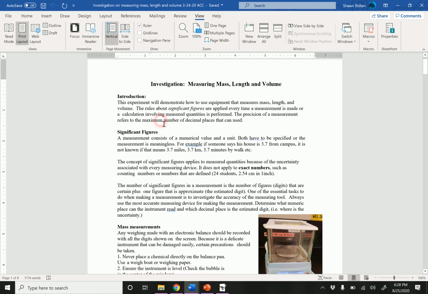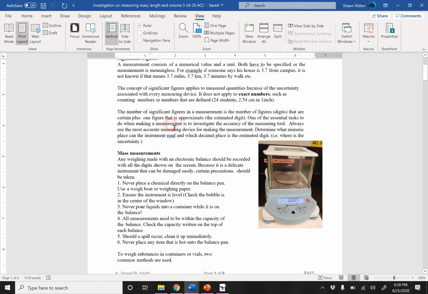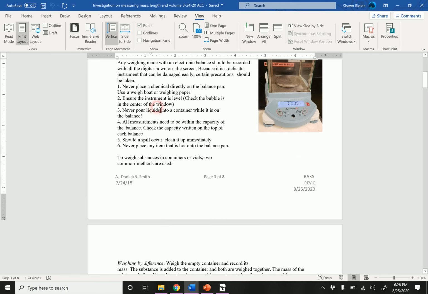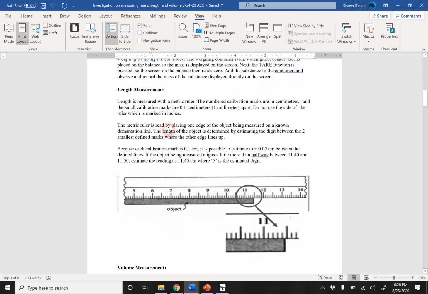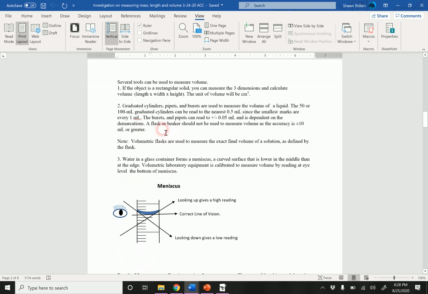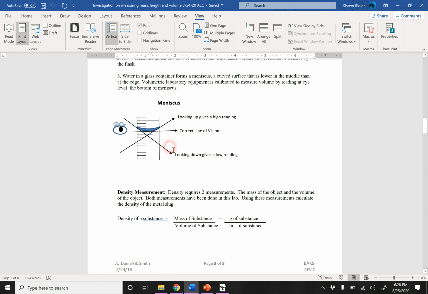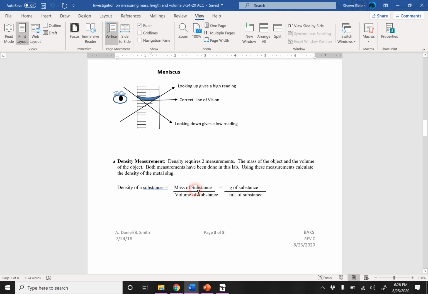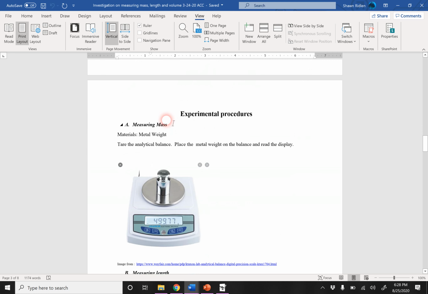Okay, so there's some things for you to read about. There's an intro, some sig fig definition and explanation. Then it talks about mass measurements, weighing by difference, length measurements. And then it goes into what I talked about, how to read a meniscus. And again, you can read this for yourself. That's why I'm not reading it to you. So these are the things you'll read on your own. And then I'll talk a little bit about density.